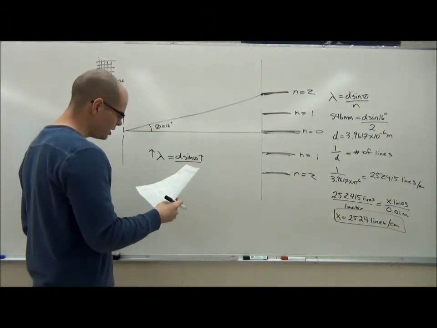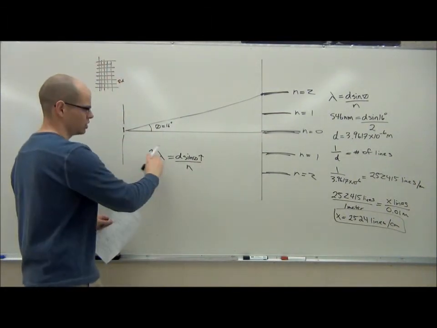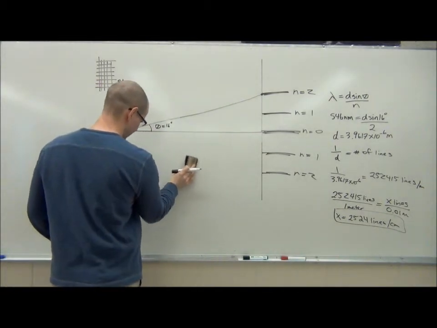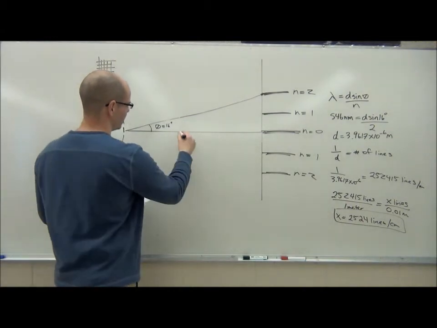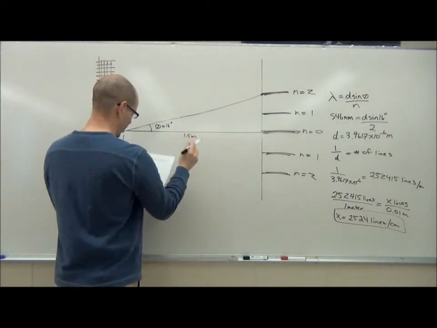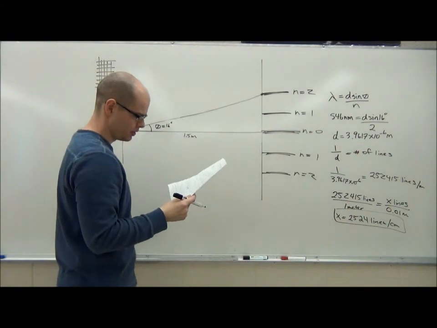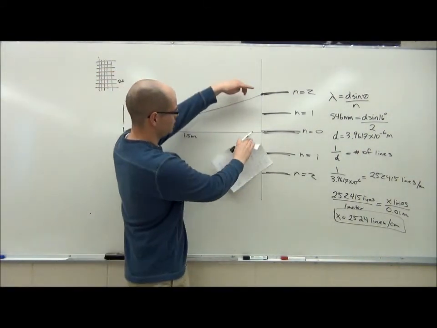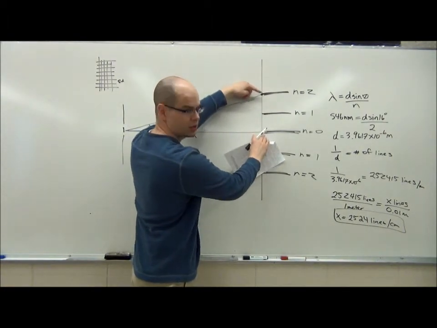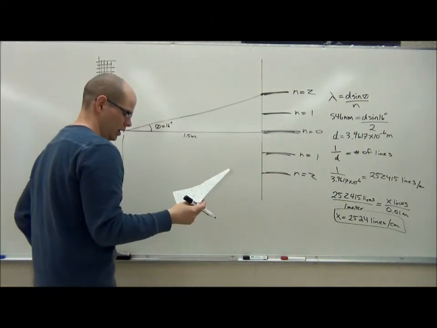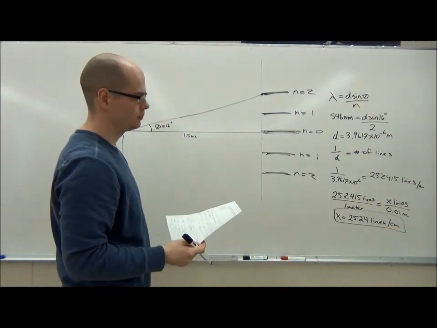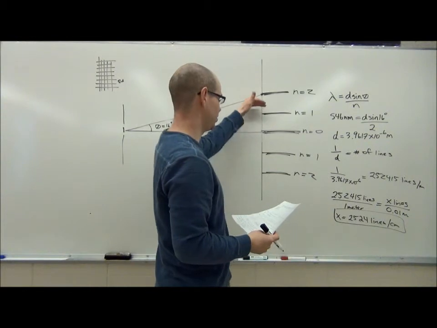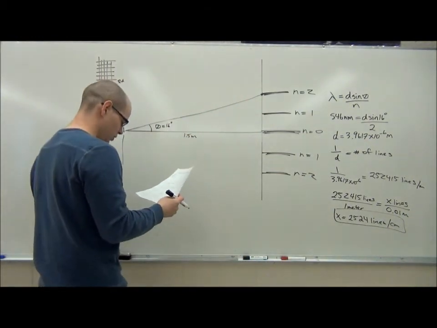Okay? Now C is asking, I'm just going to erase this here to make some room. C is asking, if it's 1.5 meters away, what is the distance from the central maximum to the second order maximum? So basically, the distance from n equals 0 to n equals 2. Again, be careful, if we're looking for nodes or destructive interference, it's going to be up to a half multiple. But here we're going up to n equals 2.